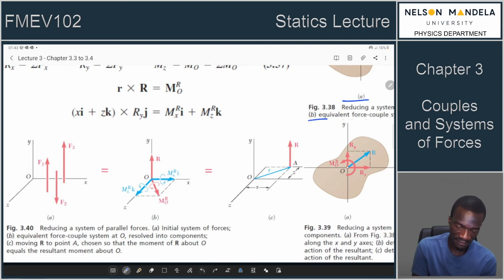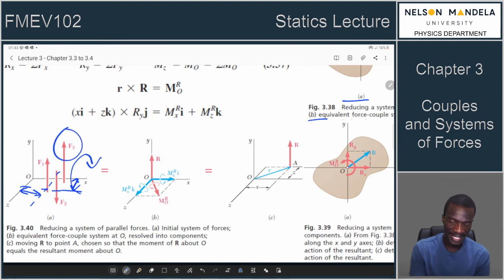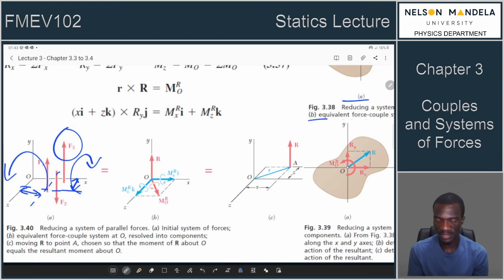But because each and every one of these forces was located a certain distance, let's say from X, so let's say we've got this distance from Z, we've got this distance from X. So we will have turning effects about the X-axis for, let's say, F3, and about the Z-axis also for F3 on the other side. So the equivalent force couple system is what is being shown there.